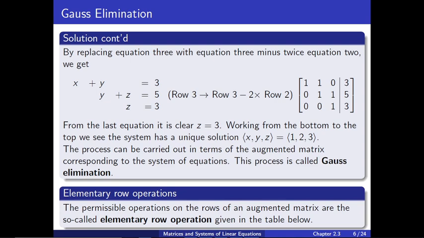And the name Gauss elimination comes from the famous mathematician Carl Gauss, and you can Google him. He's a very famous mathematician of the 19th century. Right.